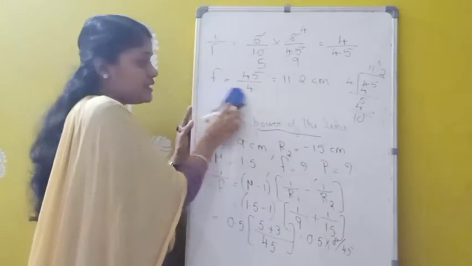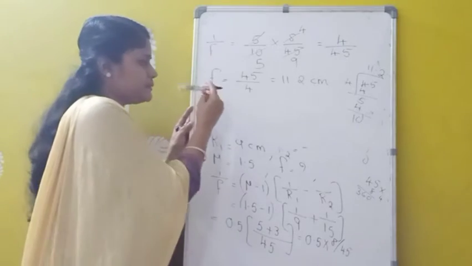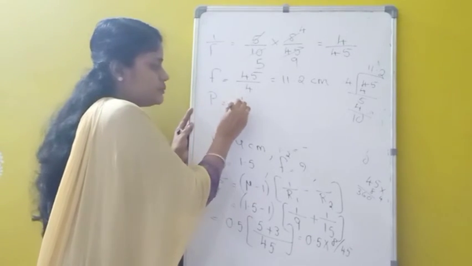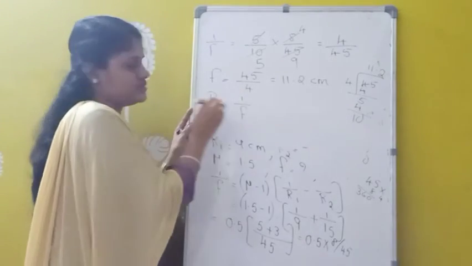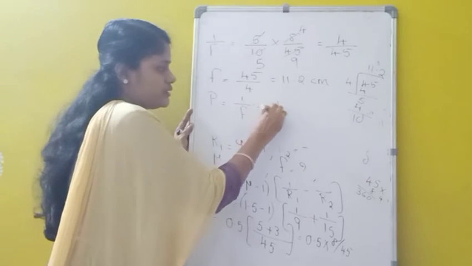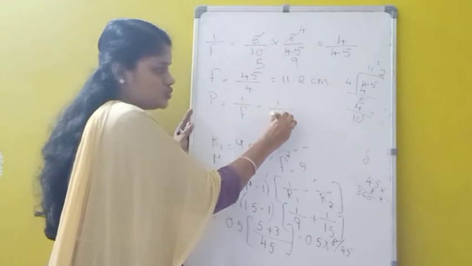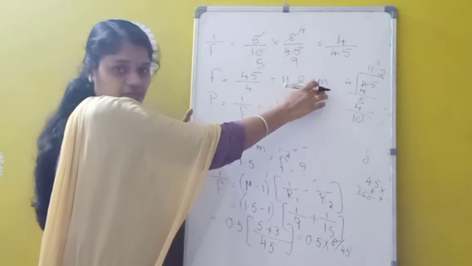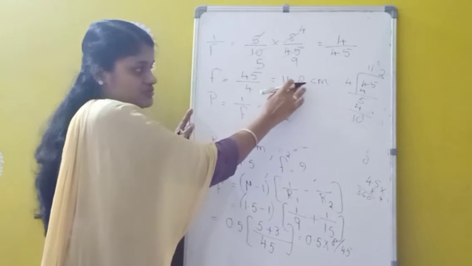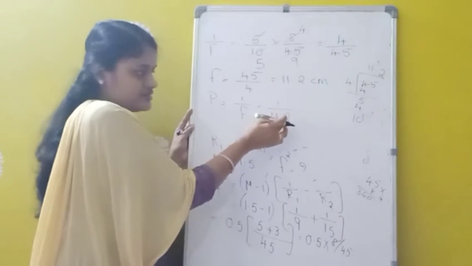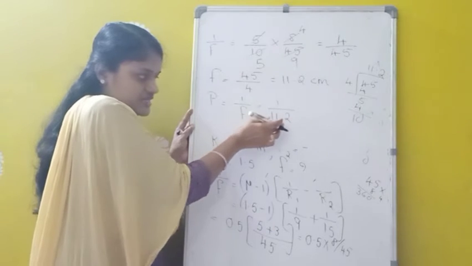Now what we have to find out? We have to find the power of the lens. Now power P equals the reciprocal of focal length. That means 1 by f, which is equivalent to 1 by 11.2. But we know that this one is in centimeter. We have to convert into meters. How will you convert into meter? Divided by 100. That means here 11.2 divided by 100.